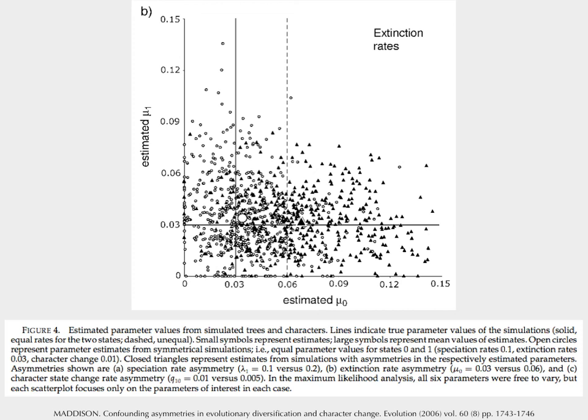Here it is for extinction. Here are the true values, this line and this line. Here are our estimated ones. Are we doing a good job? No. On average, we are, because the average of the circles is the open triangles. On average, not doing badly. But for any given run, and any given observed data you have, sorry, that's what it is.